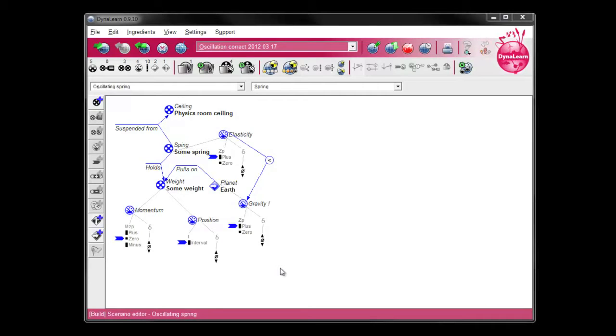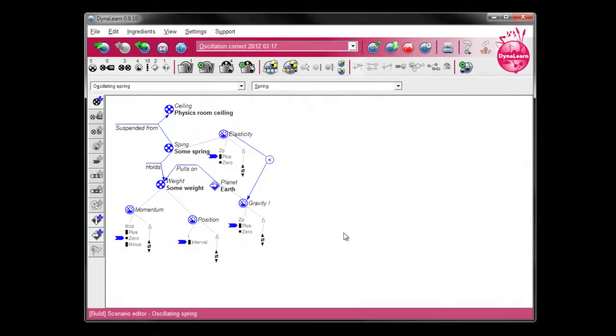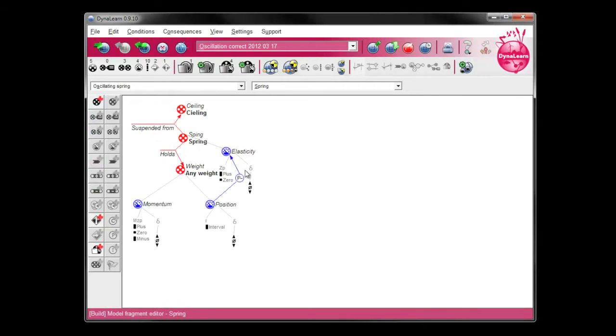We assume that the experiment takes place on planet Earth, and planet Earth obviously has some gravity, and we have set gravity to an exogenous value so that it will stay steady throughout the simulation. Also, the spring itself has an elasticity, and then we have some model fragments. First of all, we have the model fragment of the spring, which shows the relation between the position of the weight and the elasticity of the spring, right?